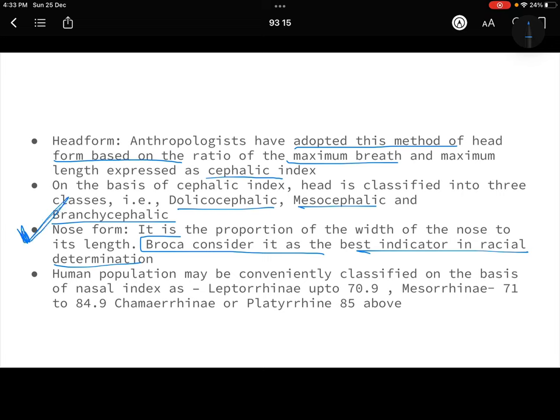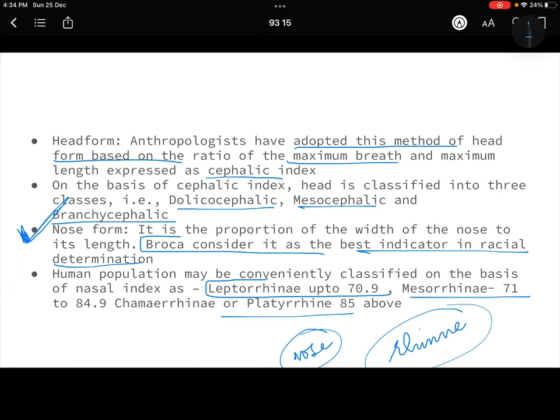And human populations can be classified on the basis of nasal index as leptorhine, mesorhine and platyrhine. So there are three types of nose. Rhine jo hota hai na, rhine is nose, related to nose, right? So leptorhine is a, you can say, a very narrow nose or very Hrithik Roshan type of nose, right? Then comes your mesorhine, which is like neither fat, neither thin, very like a medium kind of a nose, right?